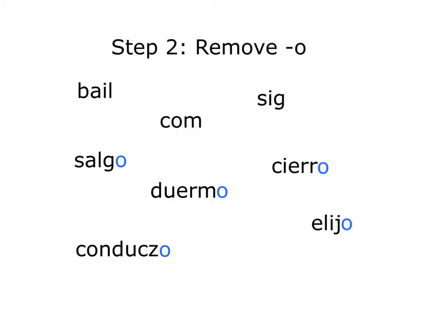So let's make them go away. When you make these go away, you're not going to have a word left anymore. What I'm leaving for you looks kind of funny and it's kind of hard to say. It's kind of hard to say things like cier or duerm or sig in Spanish. Okay, we have two steps down. Let's go to the next one.